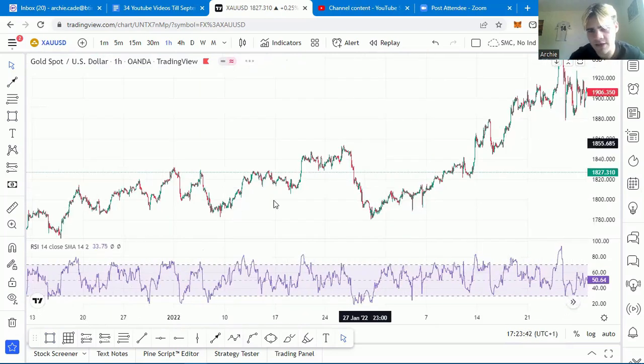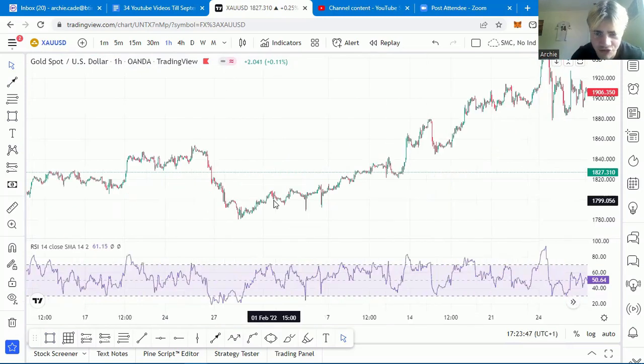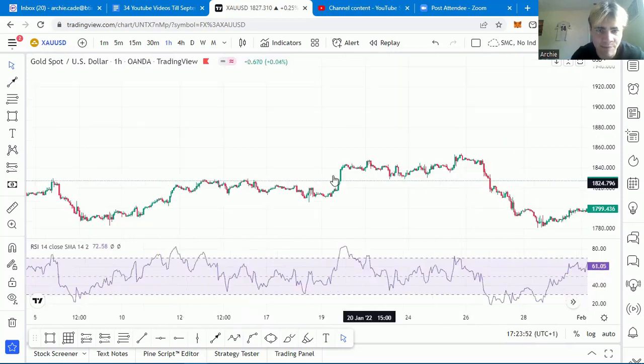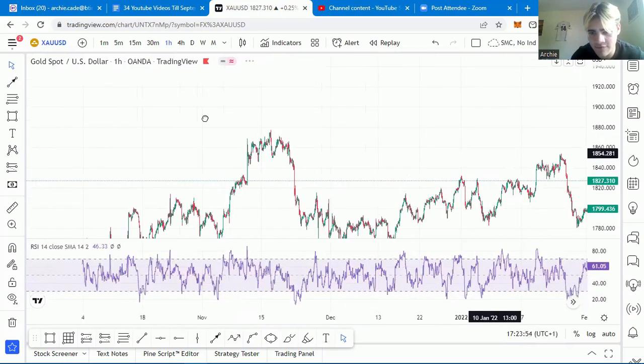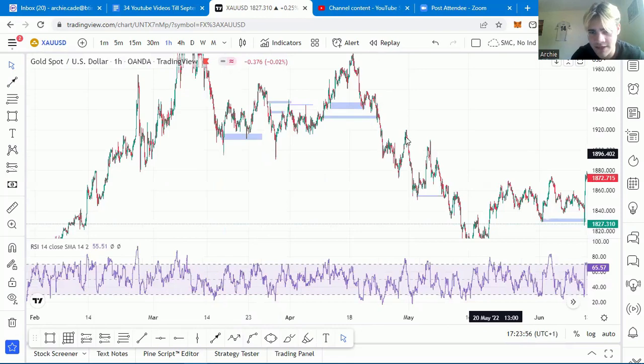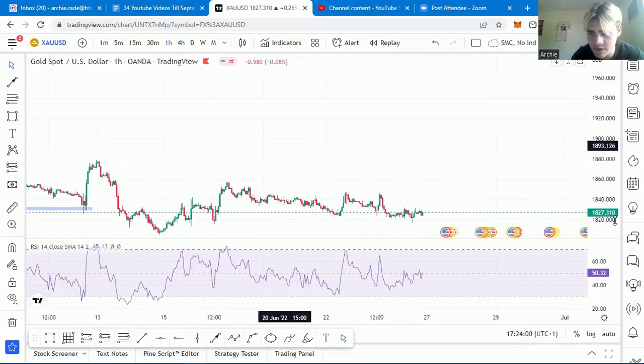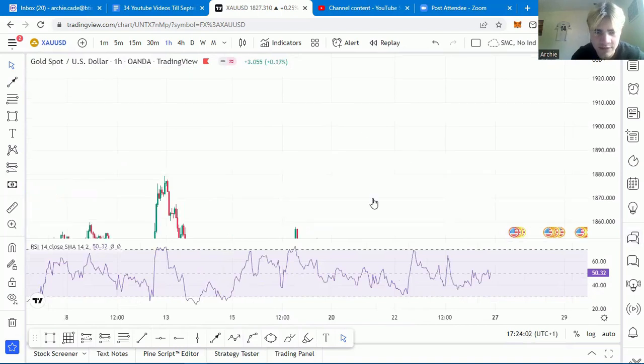Also, this works when the market is balancing. It works really nicely when it's ranging. If it's just trending, this is not really the best strategy to be taking. But as we've seen in the last handful of months, the market has just been bouncing off of these zones especially. So, let's see if we've got any more recent examples.